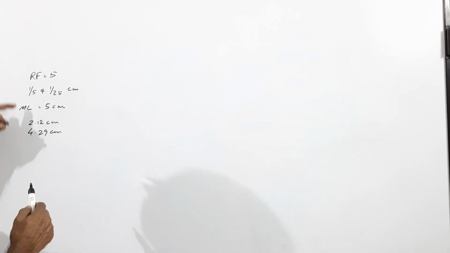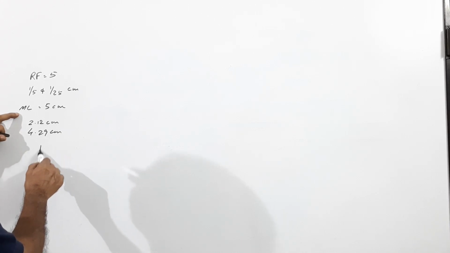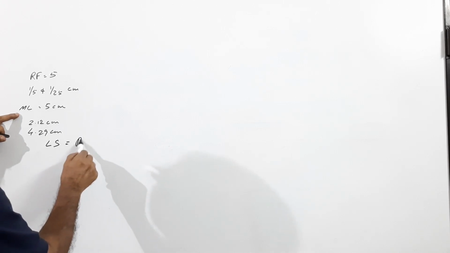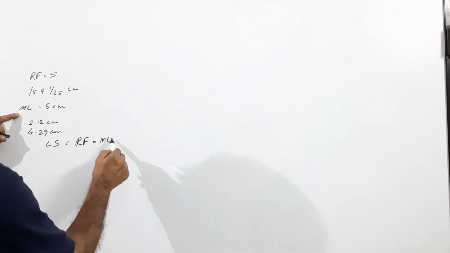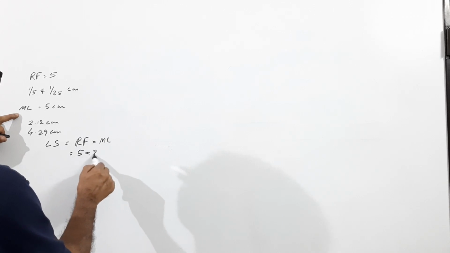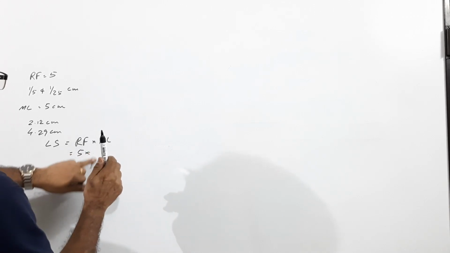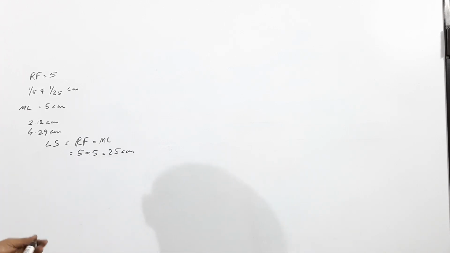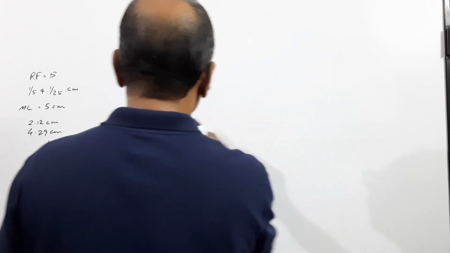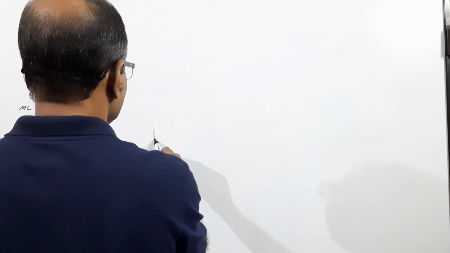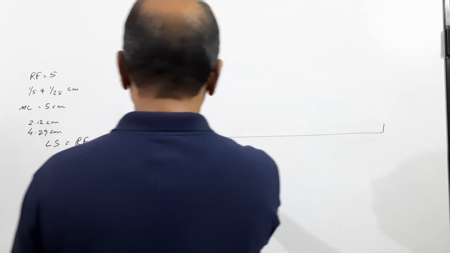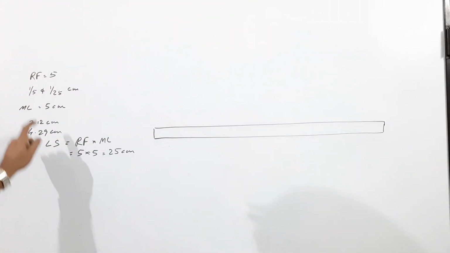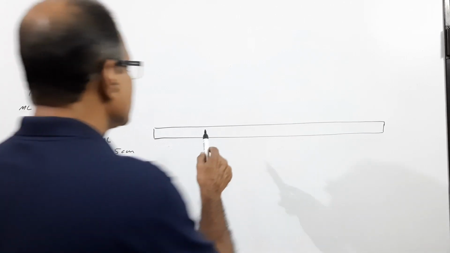RF is 1 by 5. Maximum length is 5 centimeters, therefore length of scale equals RF into maximum length equals 1 by 5 into 5 equals 1 centimeter... Agreed? I draw a rectangular strip of 25 centimeters long. What does it represent? It represents 5 centimeters. Therefore, I divide this into 5 equal parts.